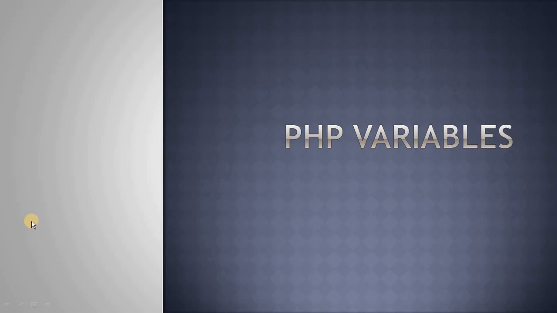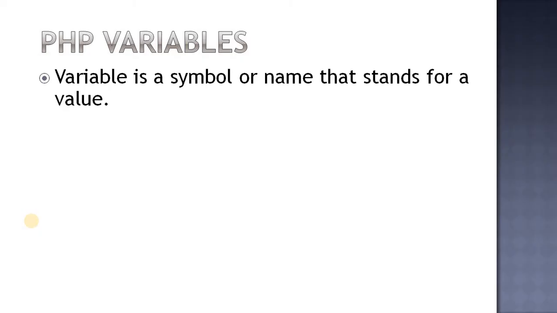Hello students. Now after seeing how do we write a program in PHP, let us study about variables in PHP and different data types in PHP. PHP variables. A variable is a symbol or a name that stands for a value.